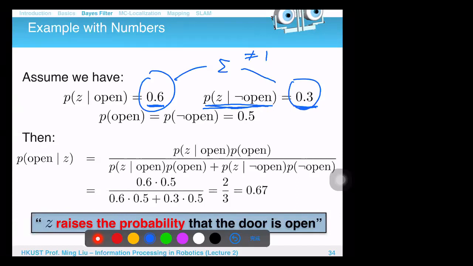Who wants to say something? Can you raise your hand? Or you just click the yes button if you want. Hello, hello. Okay, P(Z) is not 1.